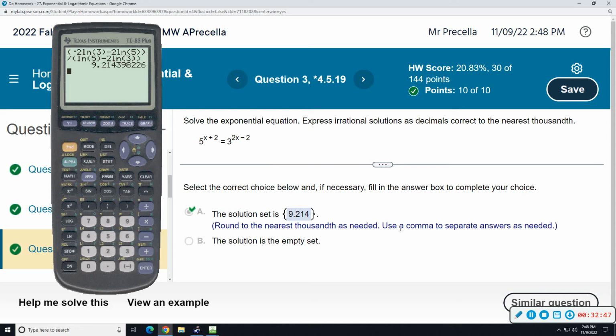Any questions here? We're solving exponential equations where there's not a common base. Ones with a common base are generally easier, and you don't wind up with these what's called irrational numbers. They're decimal numbers that never repeat, never terminate. Are we ready for the next one?